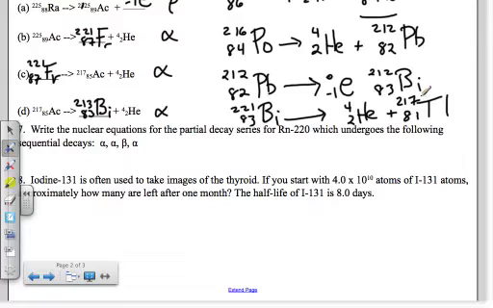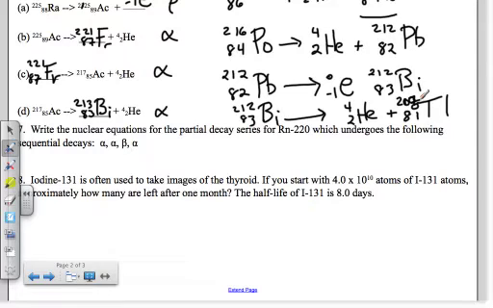217. Oh, I did not do that right. 212. Sorry, 212 is the mass number. I wrote it wrong. 212. And from 212 is 208. Yeah, 208. 81 and 2 is 83. Thallium. Okay? Just double check that. Yes. All right, that's number 7.